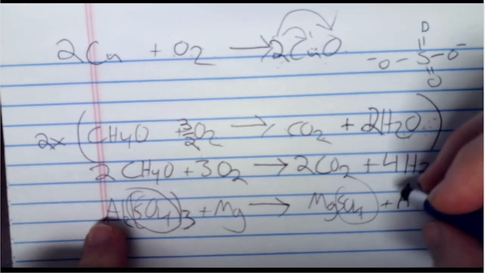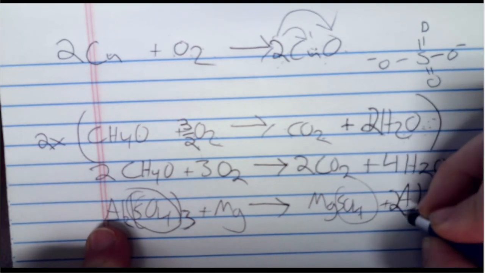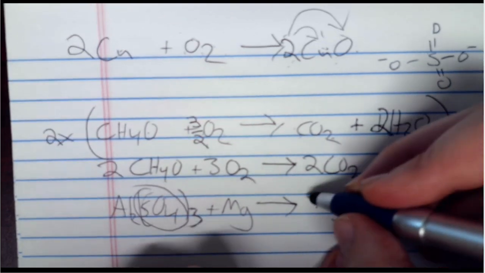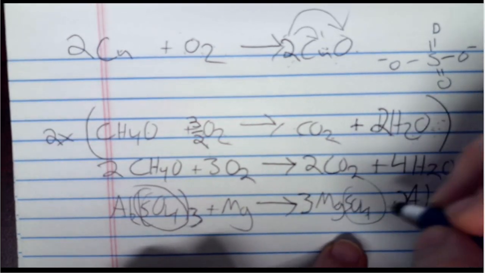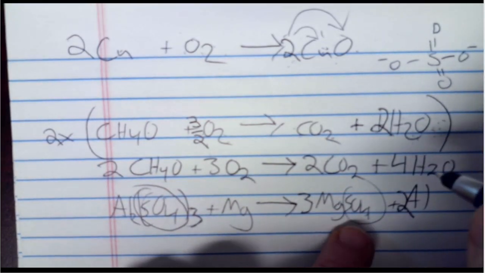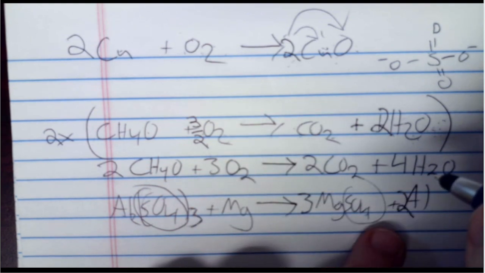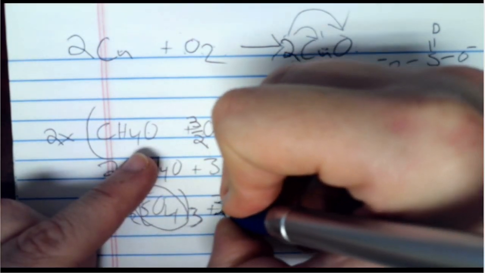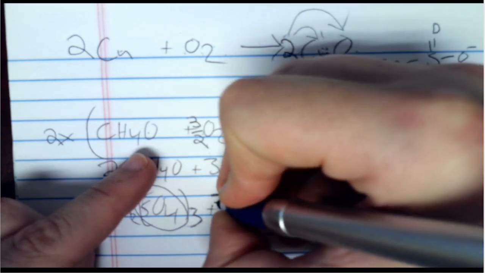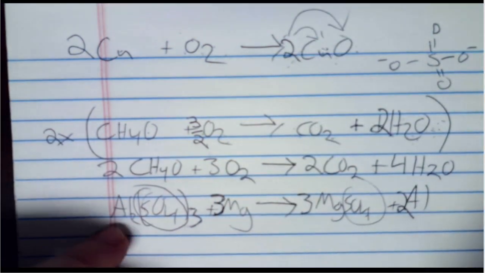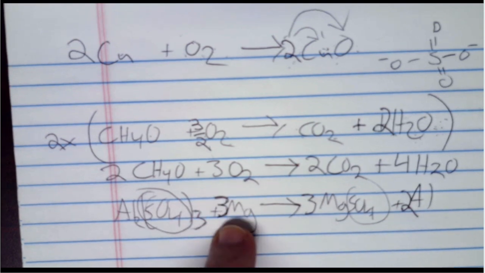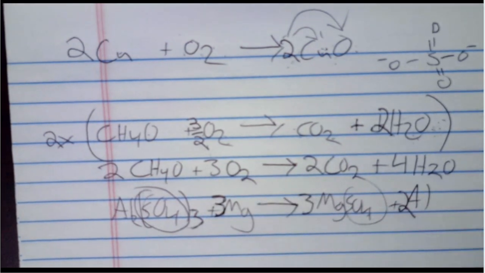There's 2 aluminums. Well, that's easy enough to fix. 2 aluminums, 3 sulfates. Easiest way to fix that is putting a 3 there. Now, because 3 applies to the magnesium and the sulfate, I need to put a 3 there. Now, everything is balanced. 2 aluminums, 2 aluminums. 3 sulfates, 3 sulfates. 3 magnesiums, 3 magnesiums.